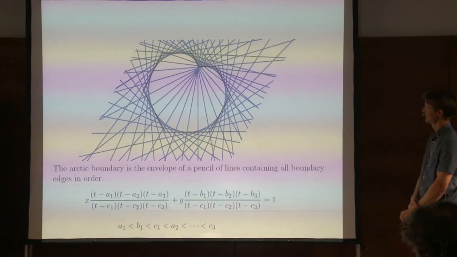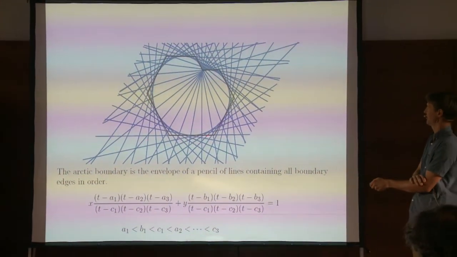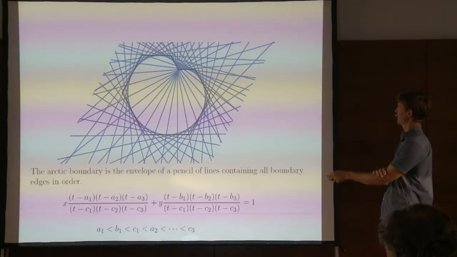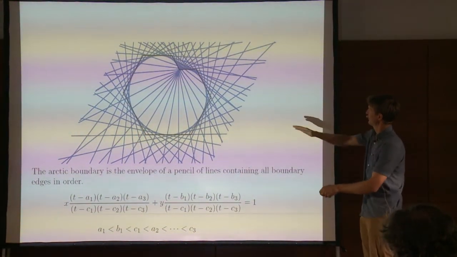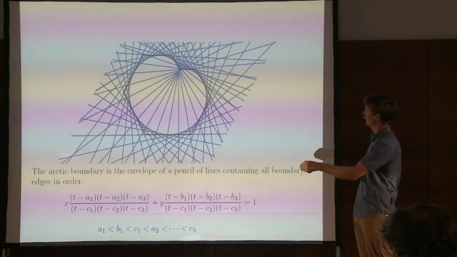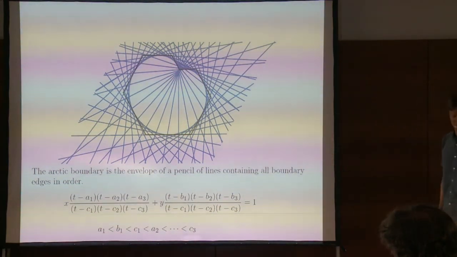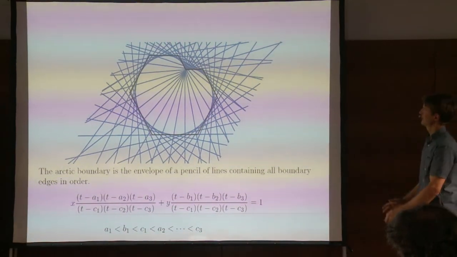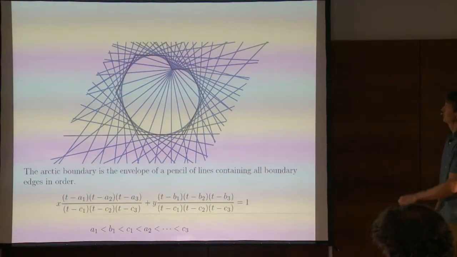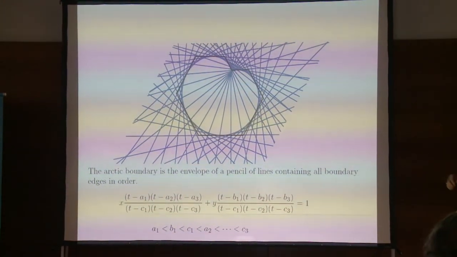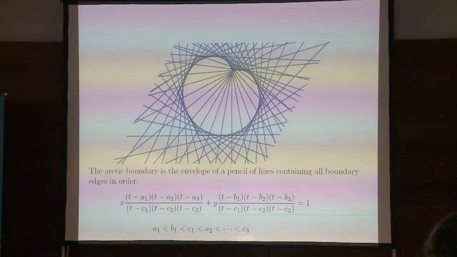Of course, there's some Möbius action in the background, but you can mod out by that. And once you've written down that family of lines, it's a family of lines which contains the boundary. And if you look at all the other lines in that same family, they form the envelope of those lines, the arctic curve, this nice curve which separates the facets from the rest. Anyway, if you like some elementary algebraic geometry, that makes a nice picture.